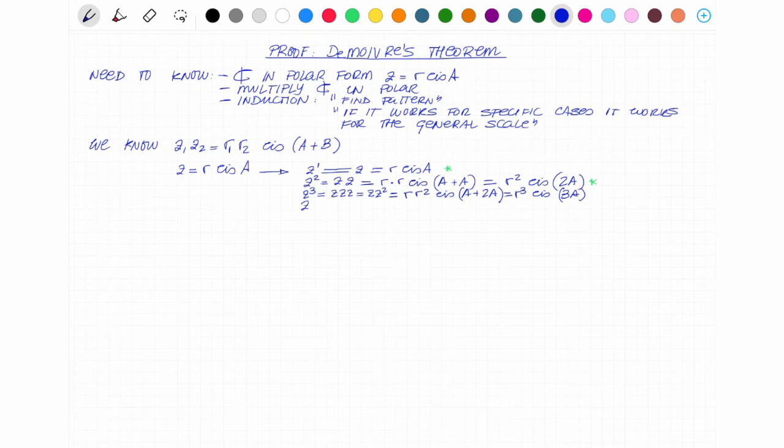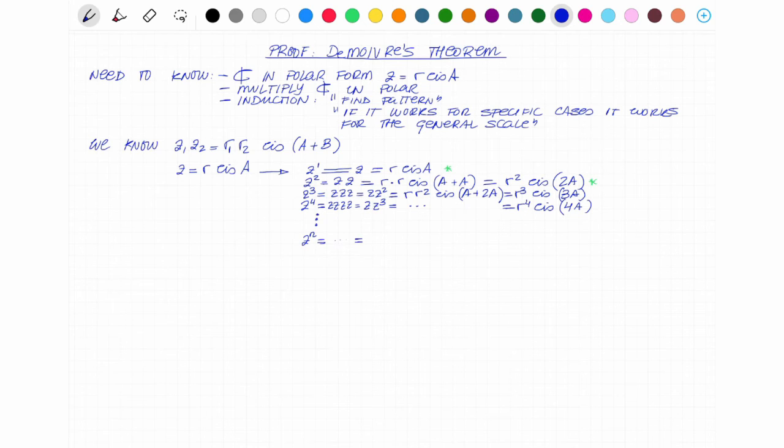Now repeating the same idea, I could get z to the fourth, which of course could be z times z times z times z, or z times z cubed. So of course could be r times r cubed, cis of a plus 3a, and when we simplify that, it would give us r to the power of 4, cis of 4a. And we're beginning to see a pattern there. I could do the same for z to the power of 5, 6, and so on. I can do the same for any number, z to the power of n.